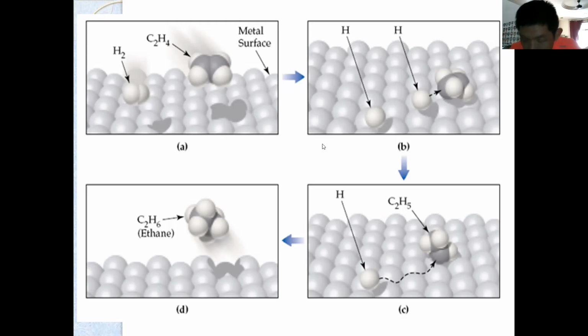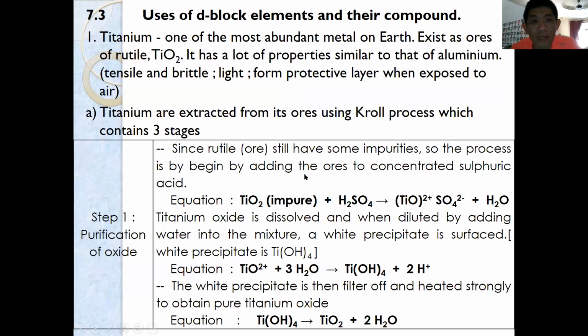For the final part of our lesson today, we are going to learn a little bit about the uses of the d block elements and their compounds. Titanium is one of the most abundant metals on Earth. It exists as rutile; the ore is rutile. It has a lot of properties similar to aluminium, for example, high tensile strength, it is light, and it forms a protective oxide layer when exposed to air.